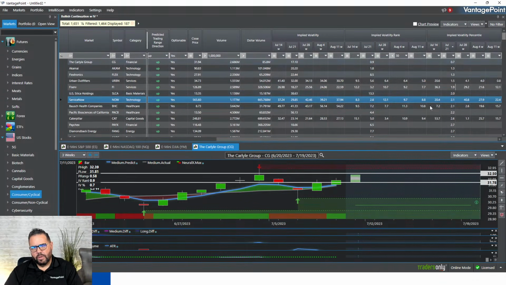IV rank is low, IV percentile is low. Everything's looking good from this standpoint. We've got an expiration of 7/14. So Aaron, just make sure you're checking the expiration of 7/14, right? If you're talking about this Friday's, right?